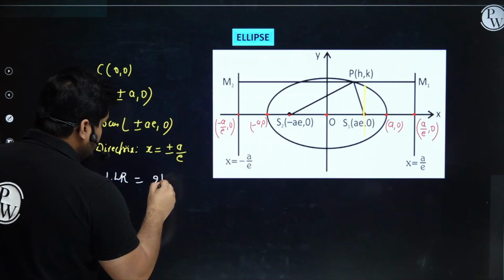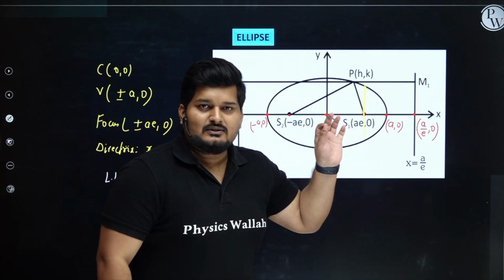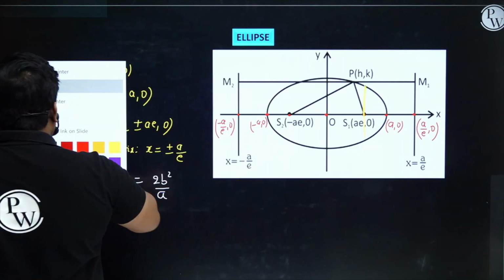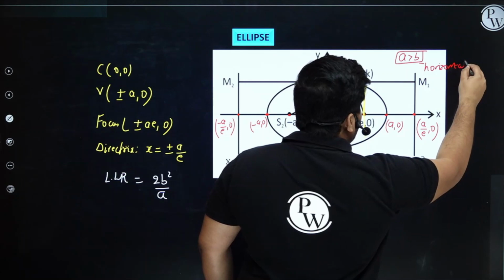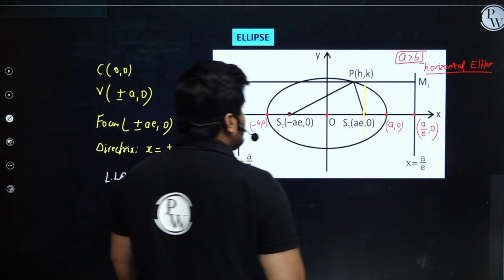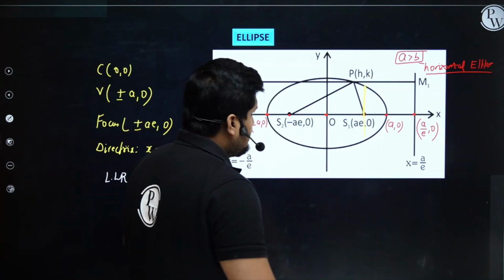From here, we can write the foot coordinates. This is A comma 0, the line which is perpendicular to this axis. Now also for this ellipse, guys, A is greater than B, right? So this type of ellipse is called a horizontal ellipse, where A is greater than B. This is called a horizontal ellipse. This is the length of the latus rectum here.